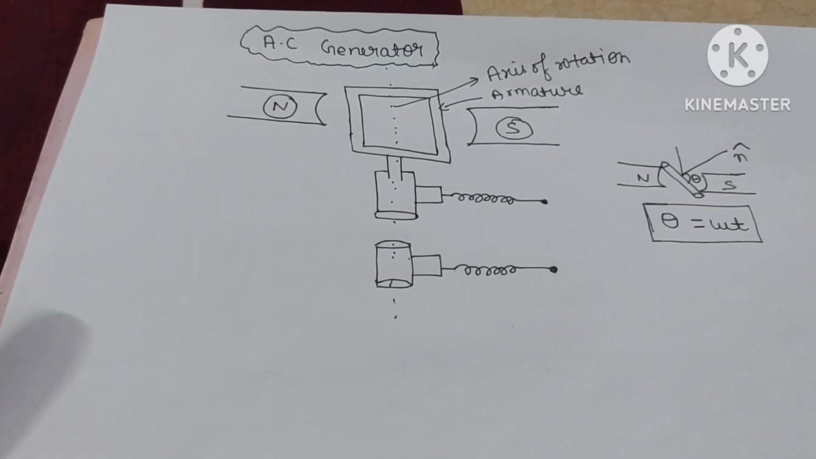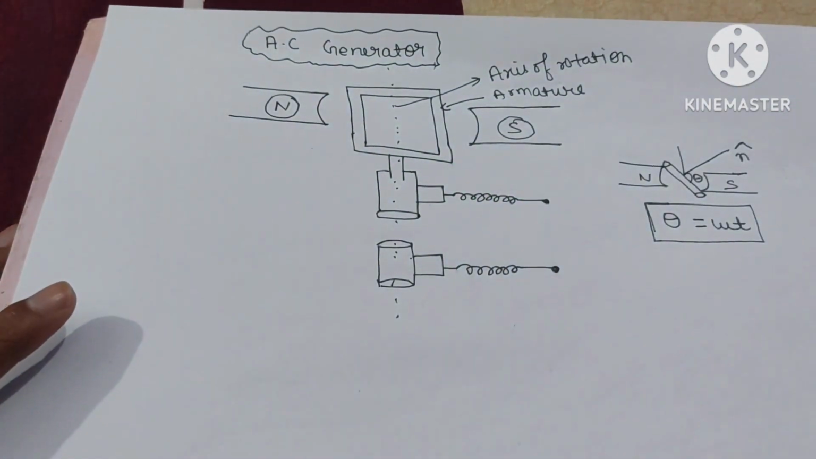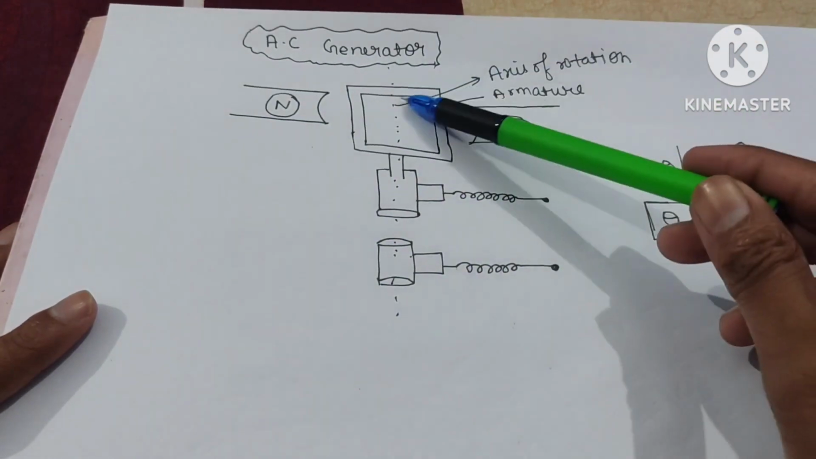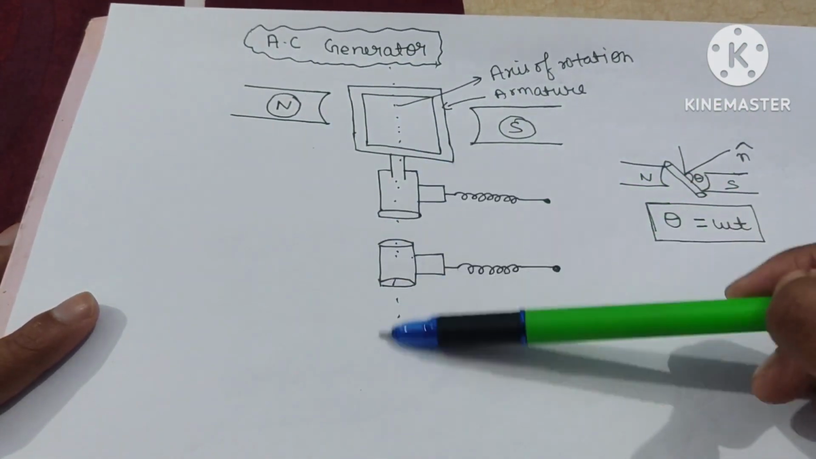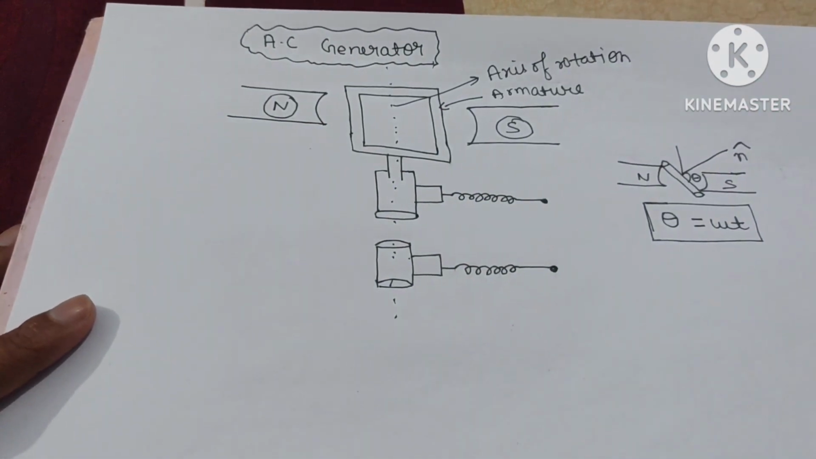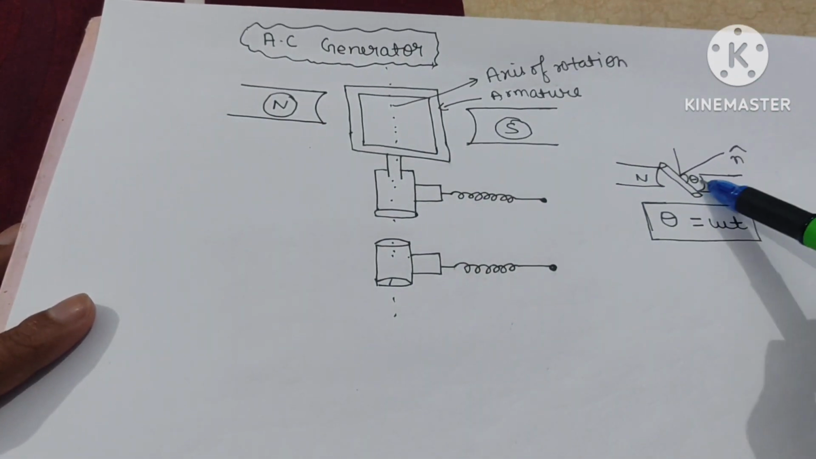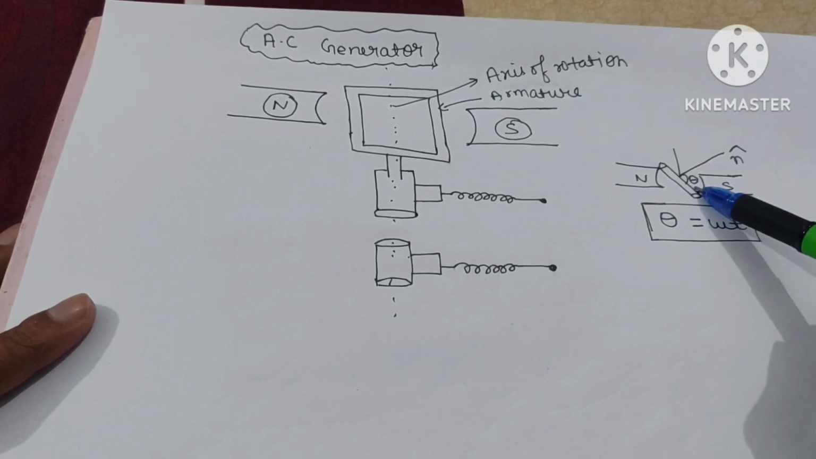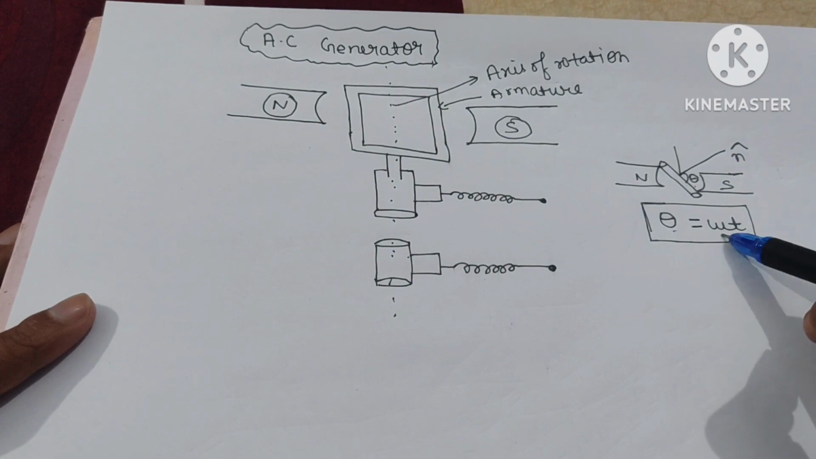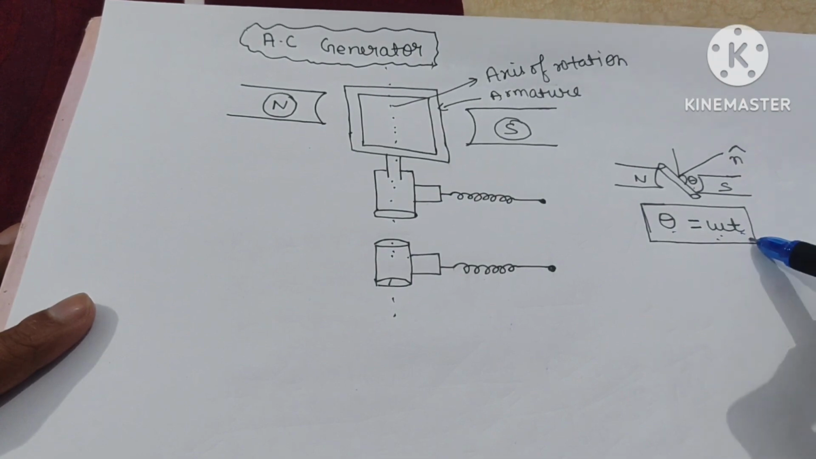Hello friends, here we'll understand what is the AC generator and how it works. So it is a magnet, north and south, and this dotted line is the axis of rotation, and this is the armature, which rotates by an angle theta. So theta is equal to omega t, which is the angular frequency into the time.